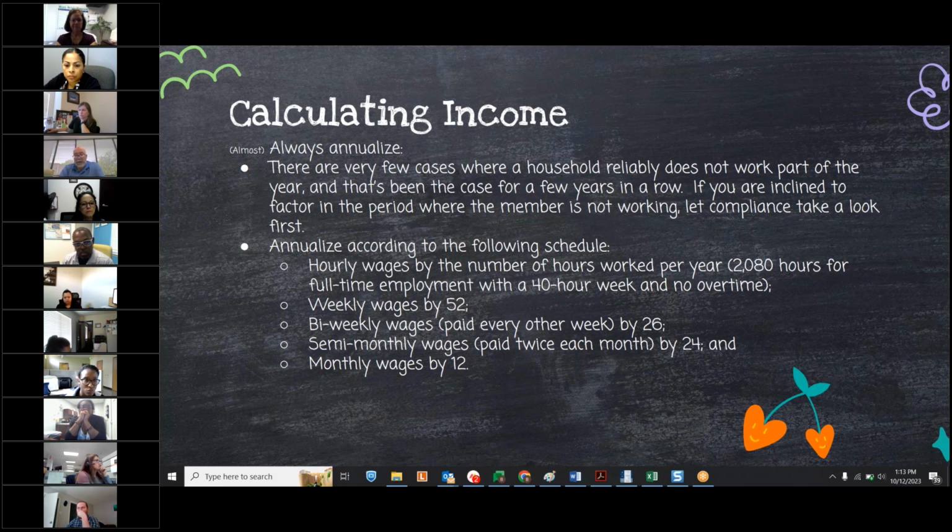When we are annualizing, I'm going to go through this really fast. This is all pretty straightforward stuff, right? We would take hourly wages times the number of hours they work, times 52 weeks in a year. If we have weekly wages, we'd multiply by 52, bi-weekly by 26, semi-monthly by 24, or monthly by 12.